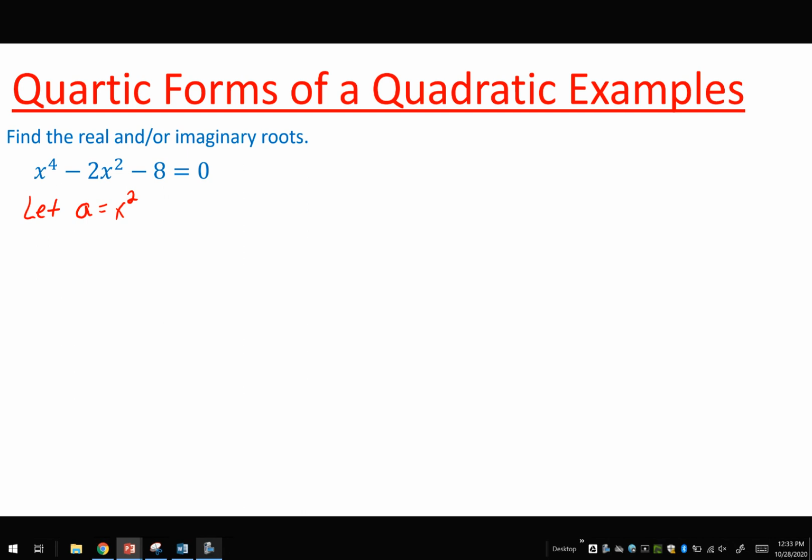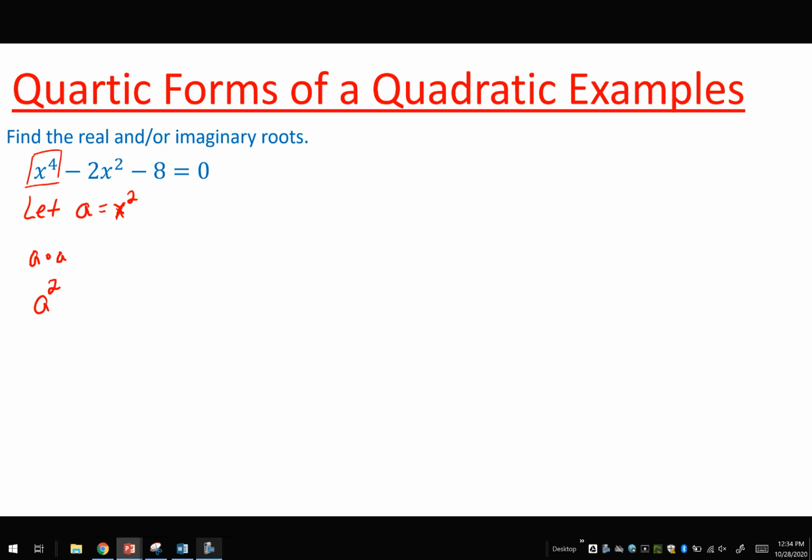So if a is x squared, I can rewrite x to the 4th because that's really a times a. Because x squared times x squared is the same as x to the 4th. And a times a is the same thing as a squared. So x to the 4th is the same thing as a squared when my a is x squared. So take a second to let that sink in. That's something new that we have never done before.